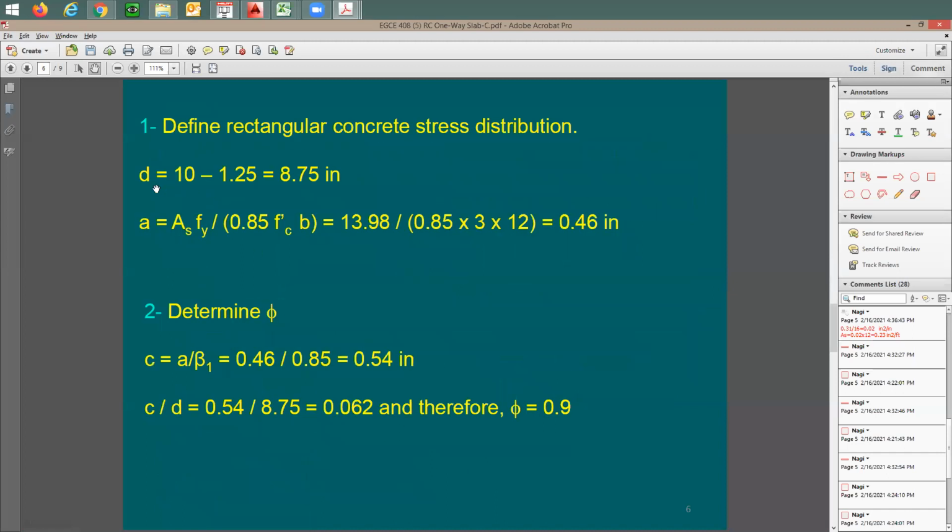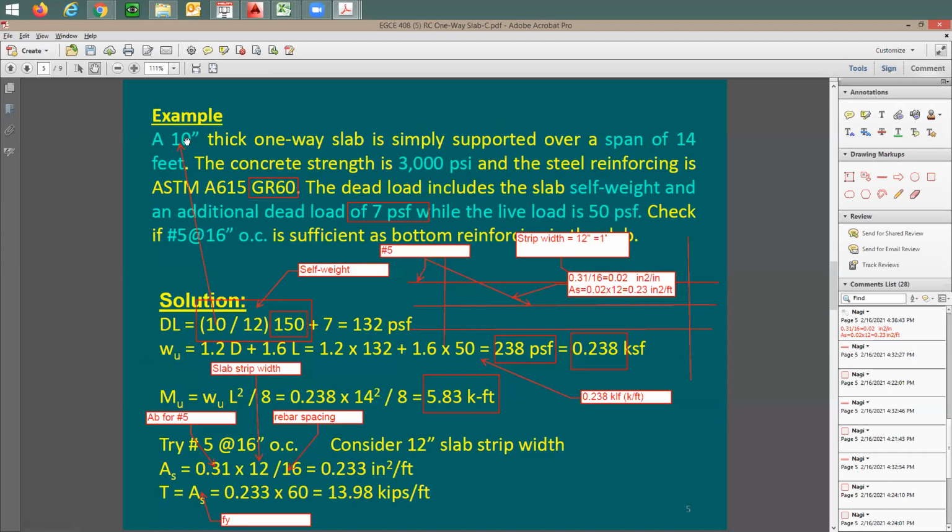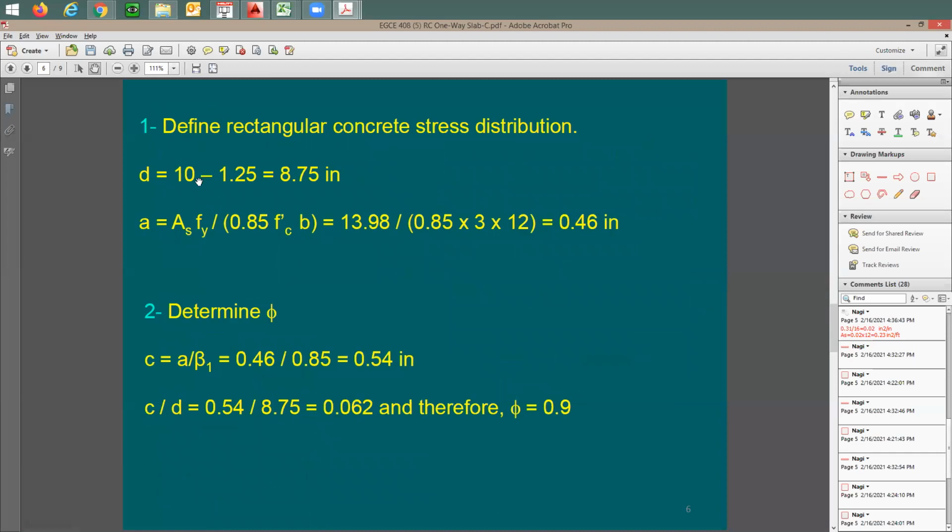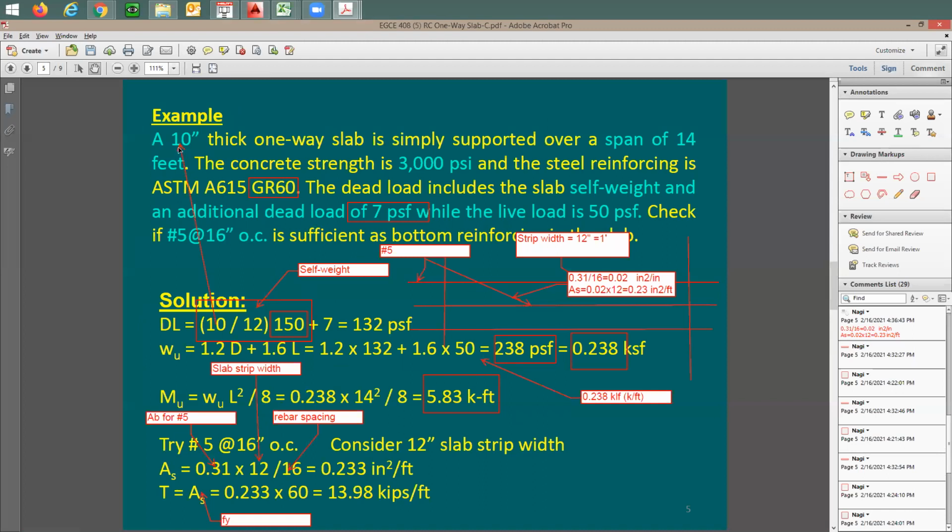Now let's look here for the depth. Depth is going to be 10 inch. How much is the clear distance? Because I'd like to relate the depth D to H. So this 10 inch is going to be H. Where did I get this from? From here. It says 10 inch thick. So this 10 inch is going to be the total thickness, H.